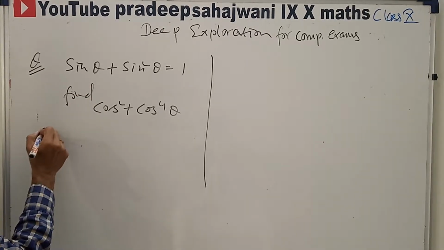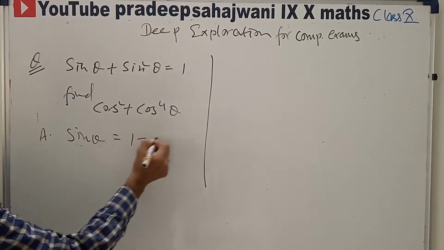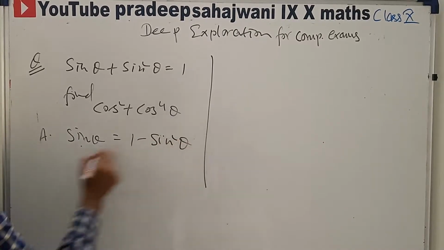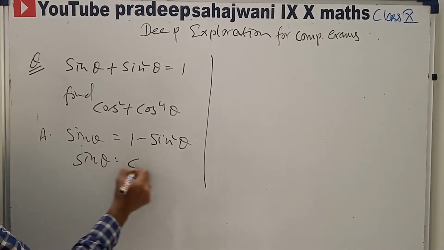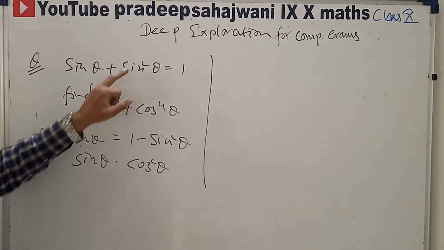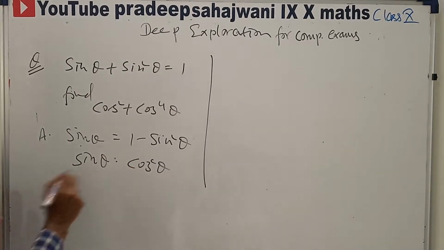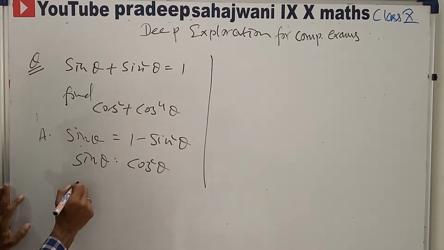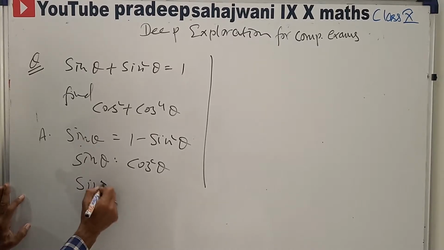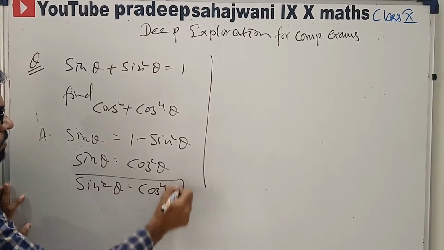So we'll use this one again. The given: sin theta is equal to 1 minus sin square theta. Sin theta is equal to cos square theta. How? Because we use the given, 1 minus sin square theta. 1 minus sin square theta is cos square theta. Squaring both sides. Why? Because we need in the question sin square theta is equal to cos 4 theta.